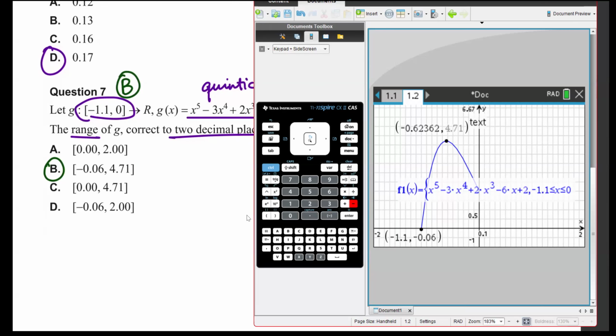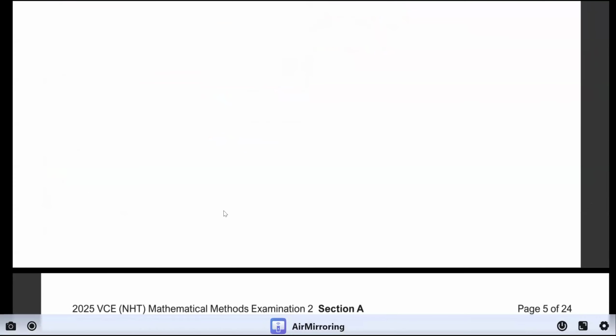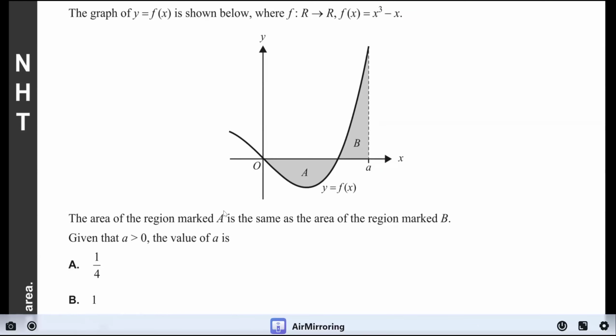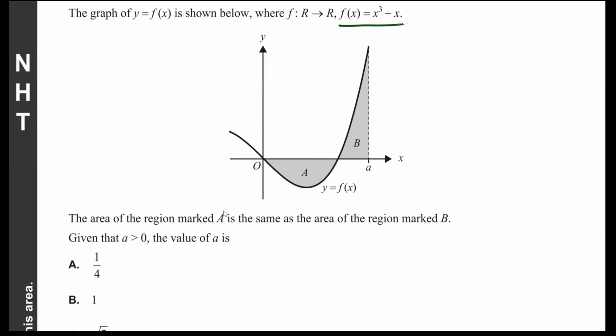All right, this one gets more interesting. Okay, this is a graph f of x equals x to the power 3 minus x. Area A equals area B. Yep, the area of the region marked A is the same as the area of the region marked B. A is greater than 0. So I'll say the total signed area.